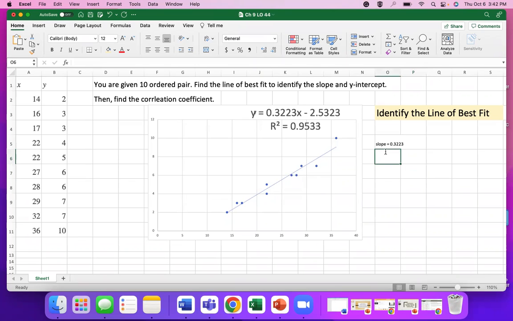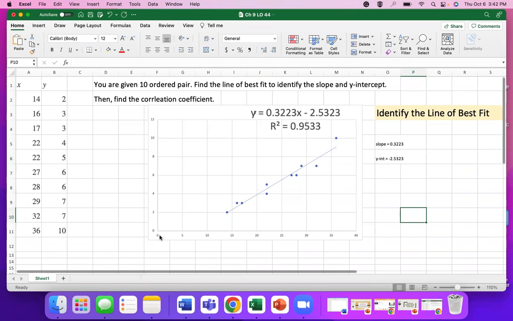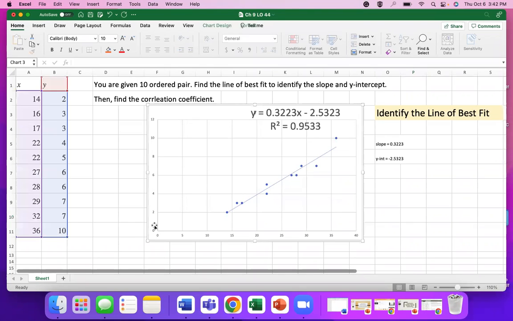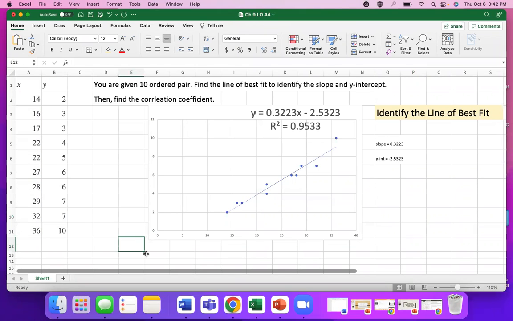Now the y-intercept is negative 2.5323. So that means when x is 0, the y value is negative 2.5. So if this line of best fit would be extrapolated, if we would take it and go all the way over here where the x is 0, down over here, it would be at negative 2.5 on the y-axis. So that's my starting point.